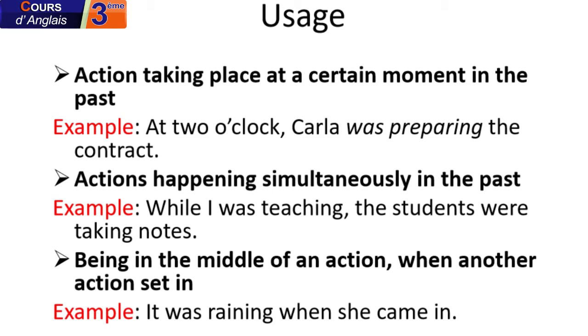The past continuous is also used when an action was in progress in the past and another action interrupts it. Example, it was raining when she came in. So the action here, which is in progress, is to rain. And the other action which is going to interrupt is to come in. Okay, so it was raining when she came in.